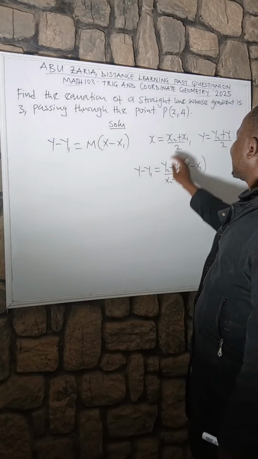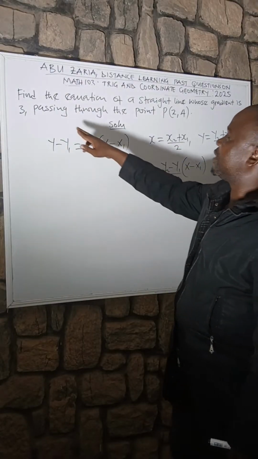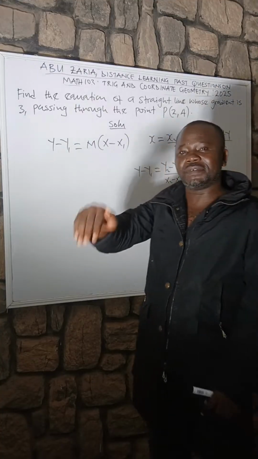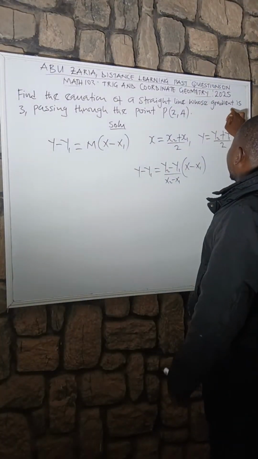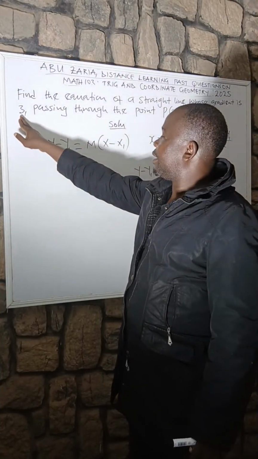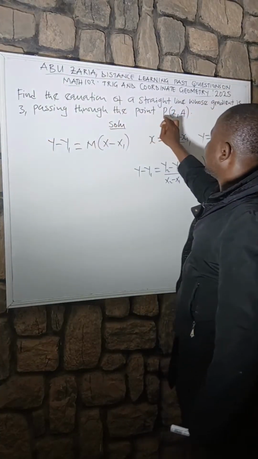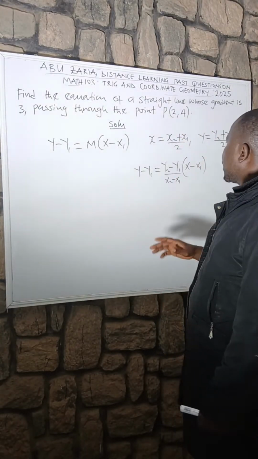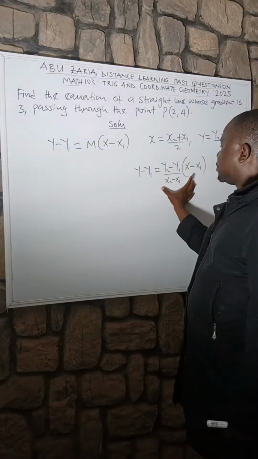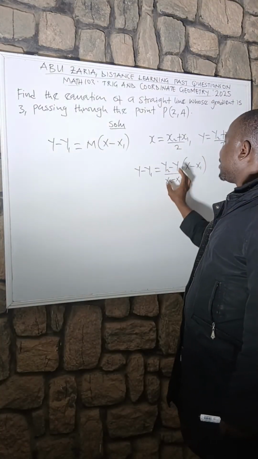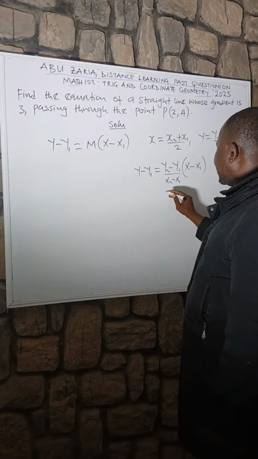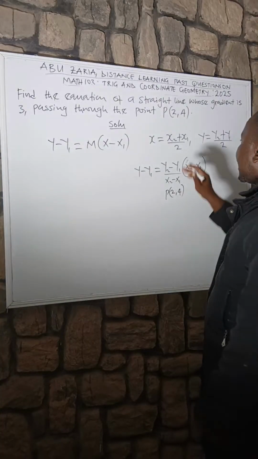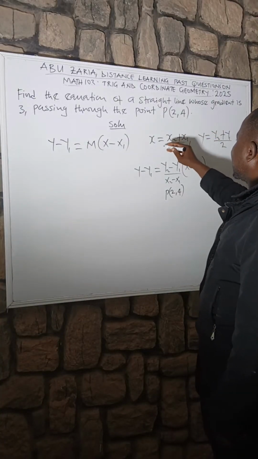Okay, if you can see what I am saying now, I have here 3 formulas for this particular list. So I want to ask you, which one are we going to use? As simple as ABC. We have this, we have this, we have this. And the question says, find the equation of a straight line whose gradient is 3, passing through the point P, open bracket 2, comma, 4. So you can see that we cannot use this one. Why? Because only one point was given, that is 2, comma, 4.